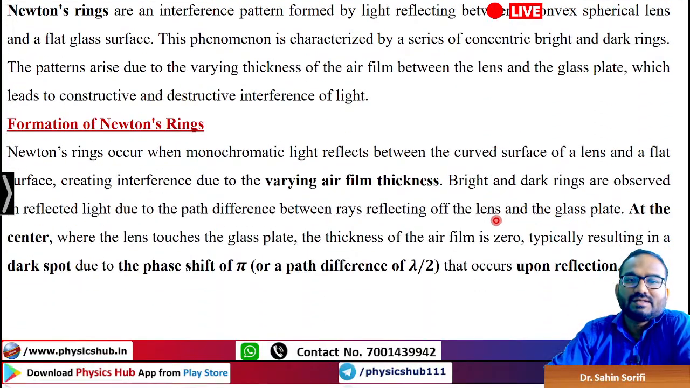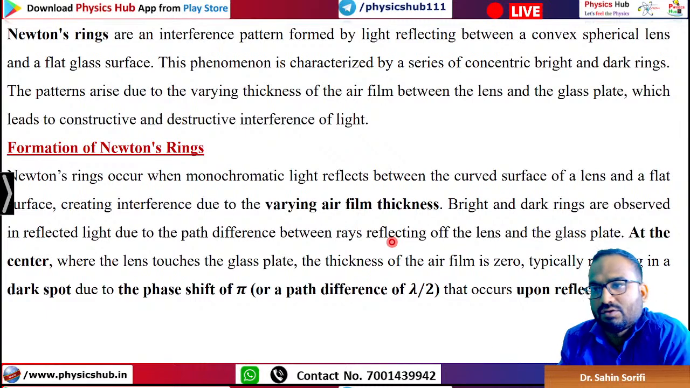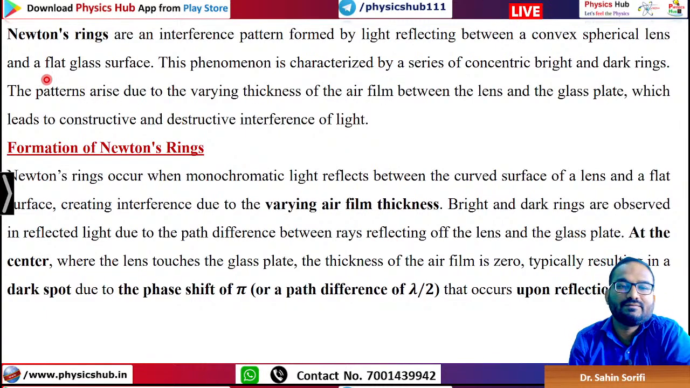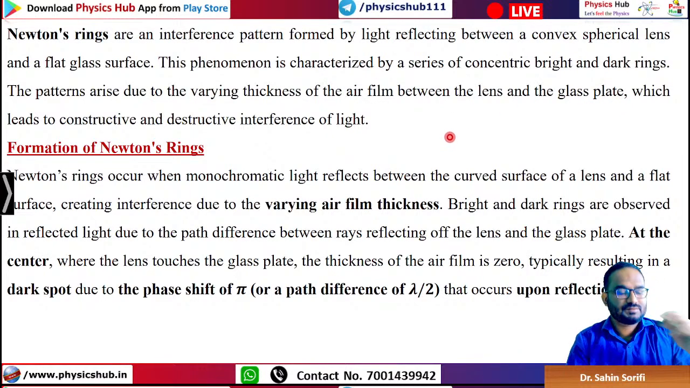Newton's rings are an interference pattern formed by light reflecting between a convex spherical lens and a flat glass surface. This phenomenon is characterized by a series of concentric, meaning having the same center, bright and dark rings. The pattern arises due to the varying thickness of the air film between the lens and the glass plate, which leads to constructive and destructive interference of the light.